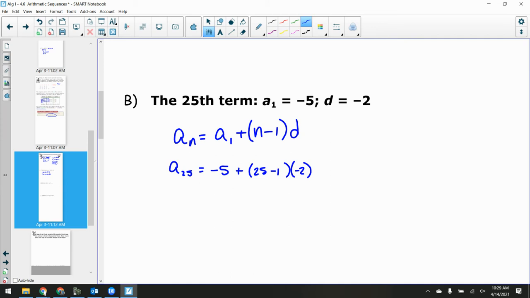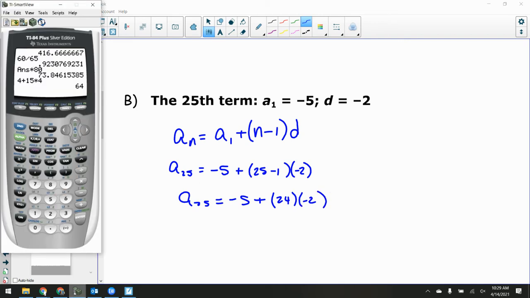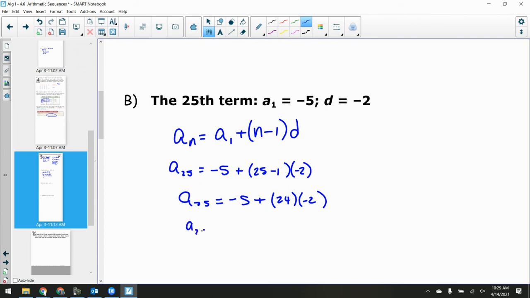All right, so let's figure out what it is. a sub 25, I'm going to clean it up a little bit: -5 plus 24 times -2. So let's go in my calculator and do that. -5 plus 24 times -2, and that will give me -53. a sub 25 is -53. If I start with -5 and I continually decrease by 2, I will get to -53 by the time I reach the 25th term.